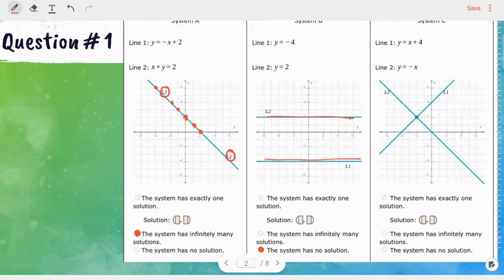Part C, now as I see these 2 lines, I can see that they cross in exactly one place. Only this dot is both on line 1 and on line 2. So how do I tell what my solution is? I find the x and the y value. The x value of this dot is -2. The y value is +2. And there's my answer for question number 1.